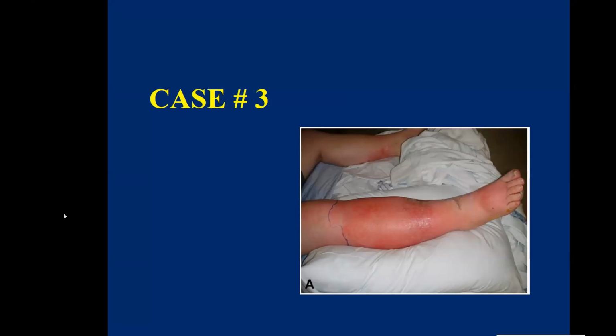So, last case, case 3. We first saw a case of bilateral cellulitis, quote unquote, but not cellulitis. The second case was actually cellulitis, typical and admitted, and this is the third case. This is not the patient's picture.